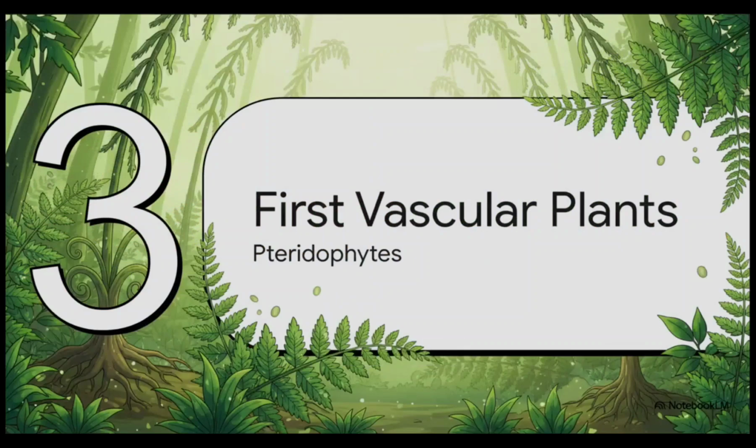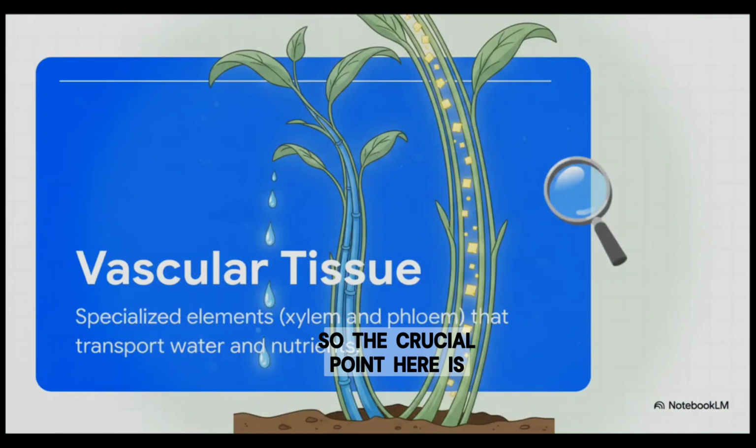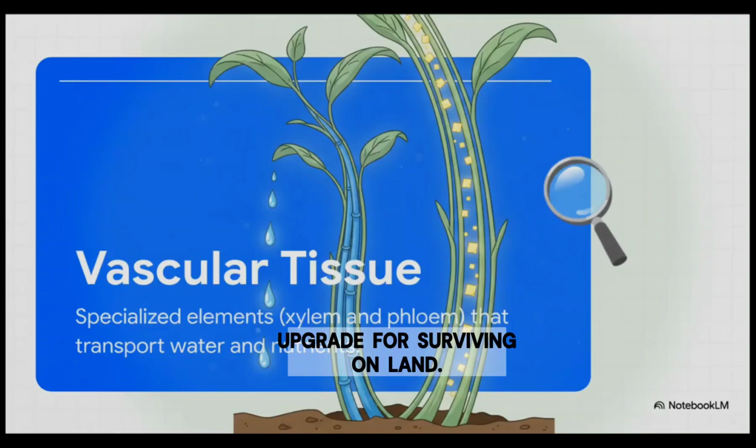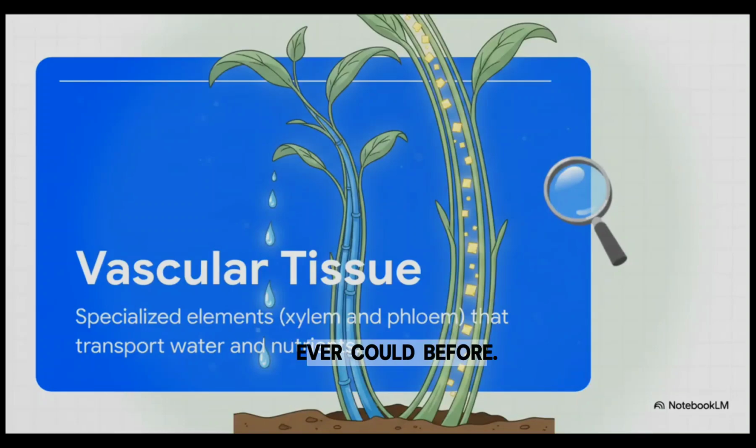Section 3. First vascular plants, pteridophytes. So the crucial point here is vascular tissue. We're talking xylem and phloem. This is literally the ultimate architectural upgrade for surviving on land. It is an internal plumbing system that suddenly allowed plants to pull water up from the soil and grow so much taller than they ever could before.